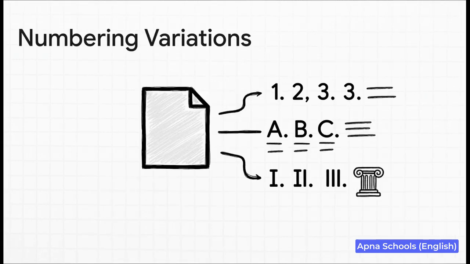The same variety applies to your numbered lists, too. You know, standard numbers are perfect for steps in a process. Letters can be great for laying out options, and Roman numerals, they can give your document a more formal, academic feel. It's really all about matching the format to your message.